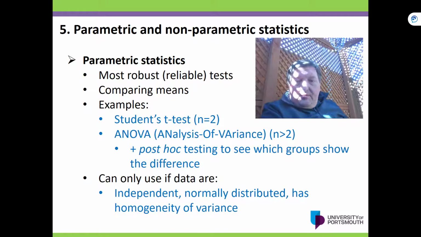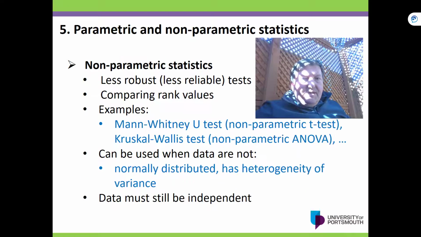Normally distributed: well, we've seen our bell-shaped curve, and the data must look like that in order to proceed with the parametric statistics. And homogeneity of variance we haven't discussed yet, but we'll discuss that very shortly. So all these three conditions have got to be met before you can go ahead with parametric statistics.